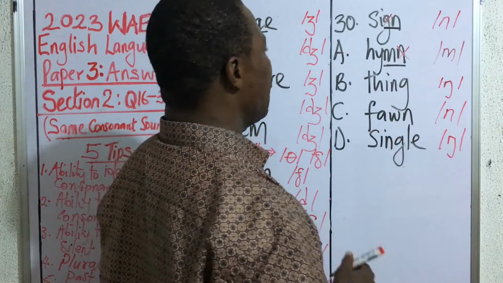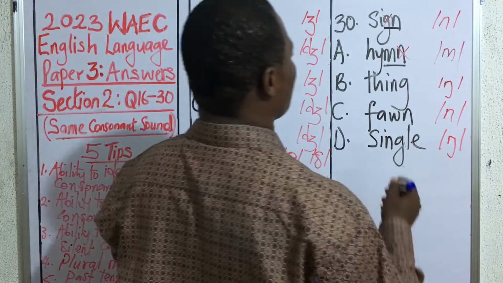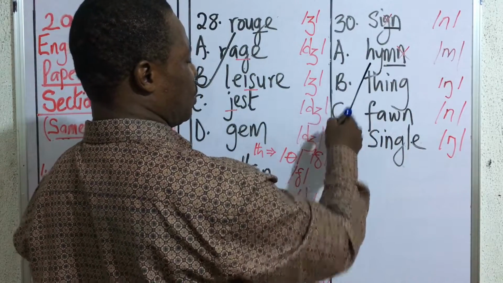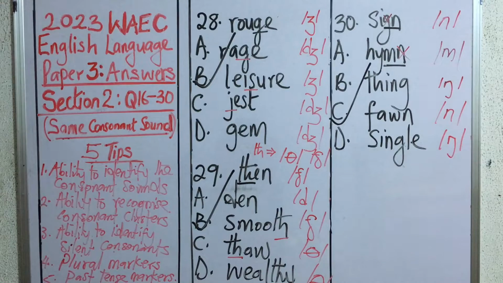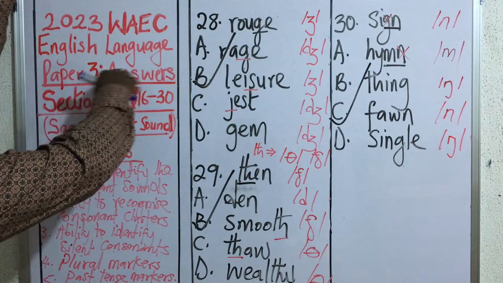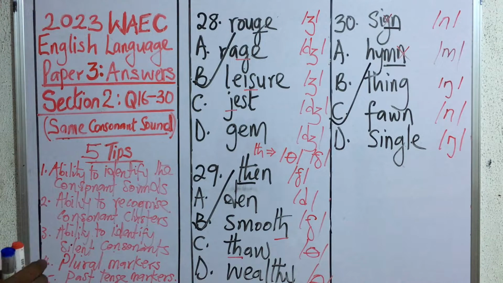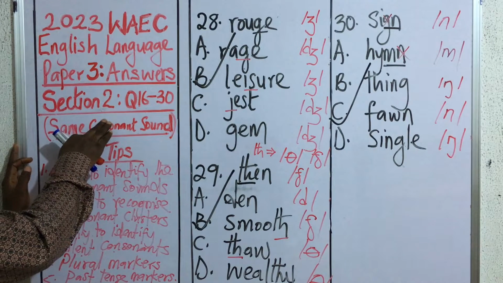So at the end of the day, you discover that the only option that has the sound of the letters underlined in the question is option C. That is it on section 2 in the just concluded 2023 WAEC oral English examination. Kindly join me in my next video where we shall be examining the answers to section 3 of the paper.